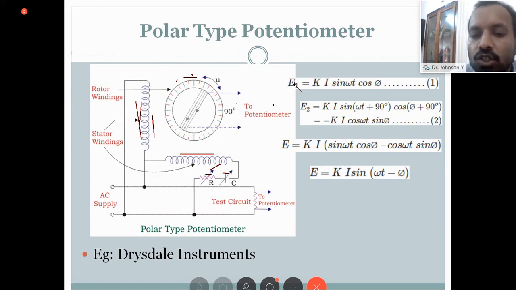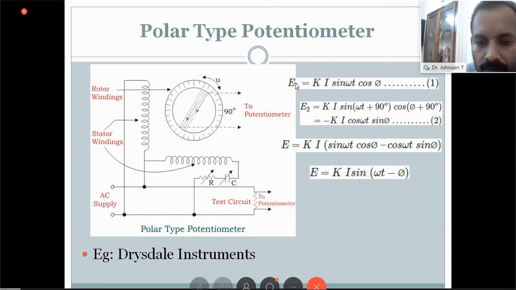Adding these two together, E is equal to E1 plus E2. So we get this equation: sin omega t cos phi minus cos omega t sin phi. That is the short form of sin(omega t minus phi). So E is equal to K sin(omega t minus phi). That is the total induced EMF. So this is something about the polar type potentiometer.